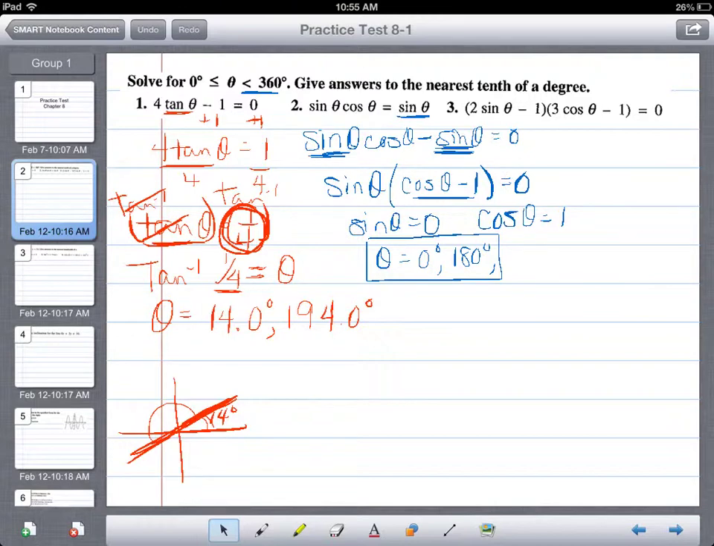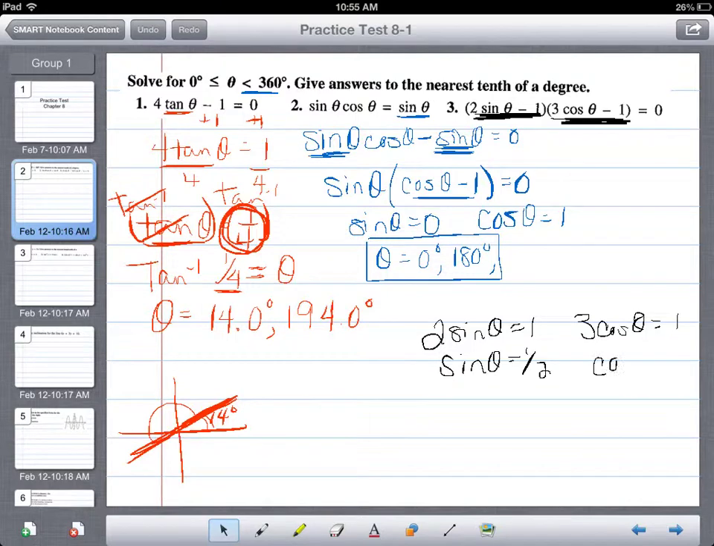Okay, number 3 is kind of nice because it's already factored out for us, so we're just going to go ahead and set each of these factors equal to 0. So first of all, 2 sine theta is equal to positive 1. So sine theta is 1/2. 3 cosine theta is equal to positive 1. So cosine theta is 1/3.